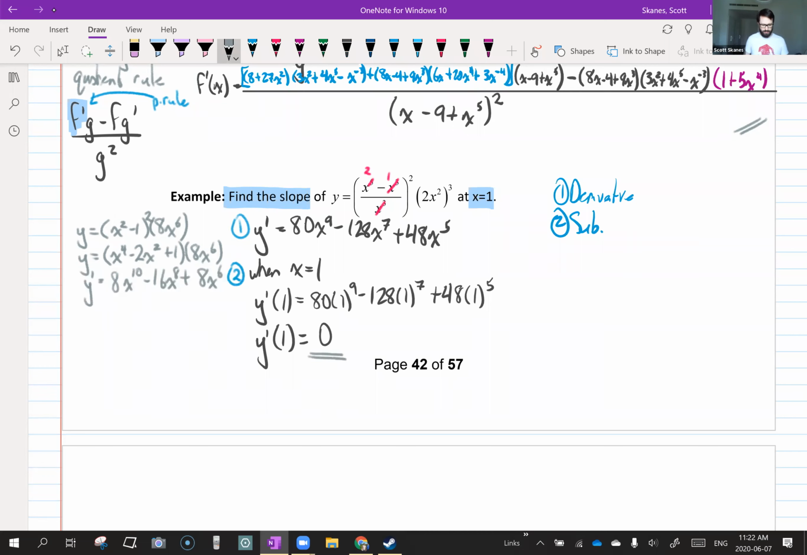So at the end of the day, this crazy complicated function, when x is 1, is flat. If you were to put a ball on it, it would just stay right where it is. And that would be the end of this question. You can do this question by doing a big product rule, but it's better that we don't. It's easier this way. Okay?